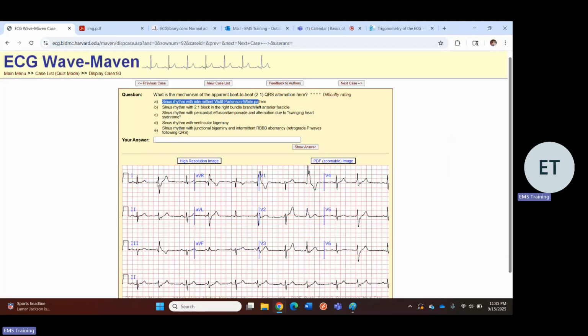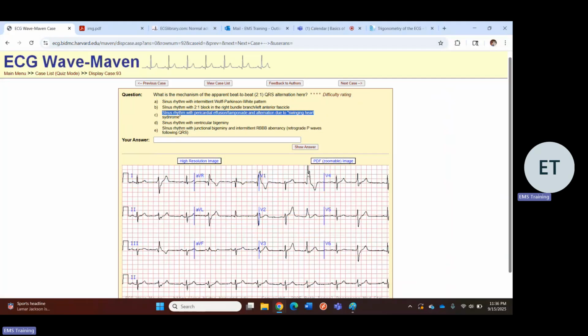I mean, it does look like that's a delta wave or whatever they're called. Sinus rhythm with a 2-to-1 block in the right bundle branch block, left anterior fascicle. Whoa, this is hard. Sinus rhythm with ventricular bigeminy. Yeah, it does kind of look like that, but it looks more complicated than that. Sinus rhythm with pericardial effusion, tamponade, and alternation due to swinging heart syndrome. Oh, I don't know. Doesn't really look like that to me.